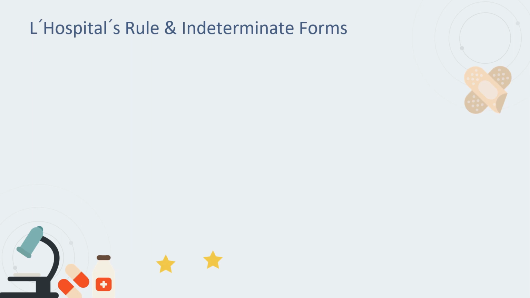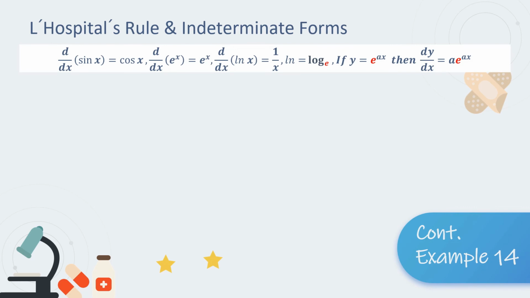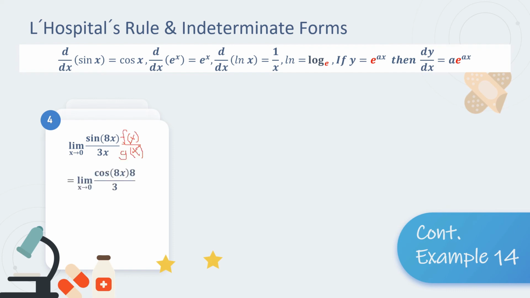Continue with L'Hospital's rule and indeterminate form. The following are the rules of differentiation. Fourth example, given function. Differentiate the numerator and denominator by using L'Hospital's rule. Substitute 0 into the function. Cos 0 is equal to 1, and the final answer is 8 over 3.